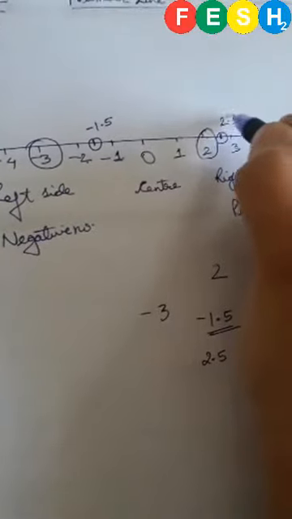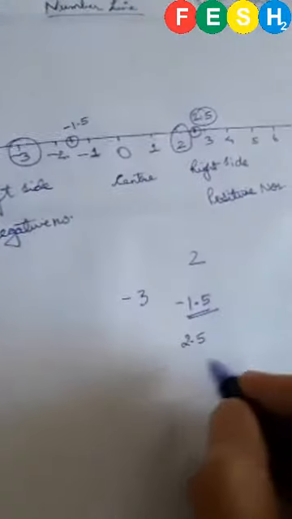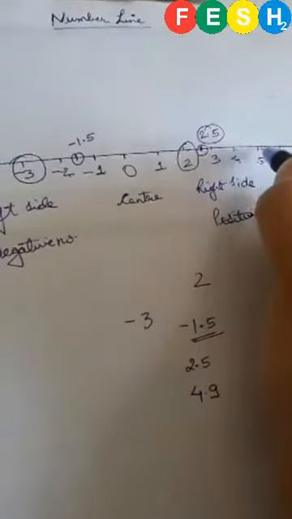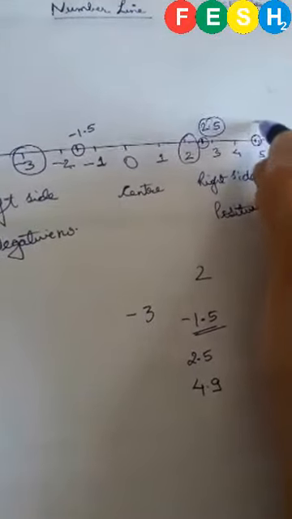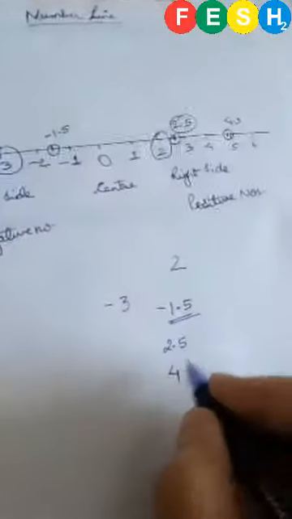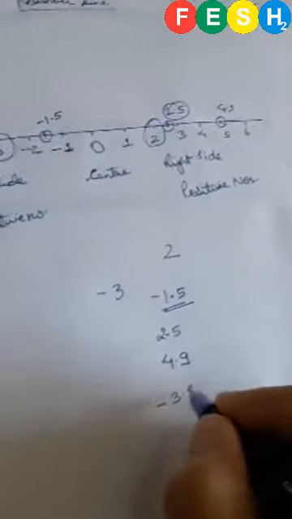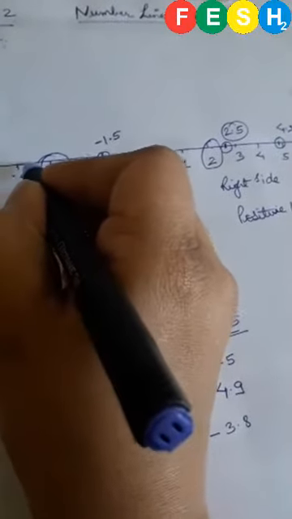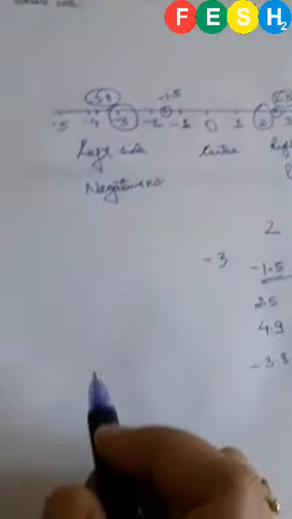So it is 2.5. If we want to plot 4.9, then where is it? It is between 4 and 5. It is very near to 5. So this is 4.9. If we want to plot -3.8, then where is it? It is between -3 and -4 but very close to -4. That is -3.8. So this is the number line.